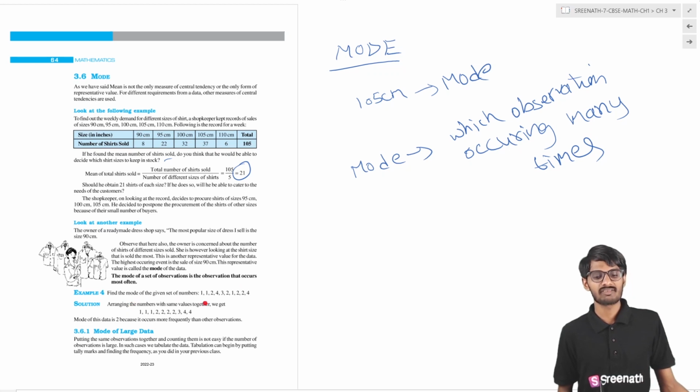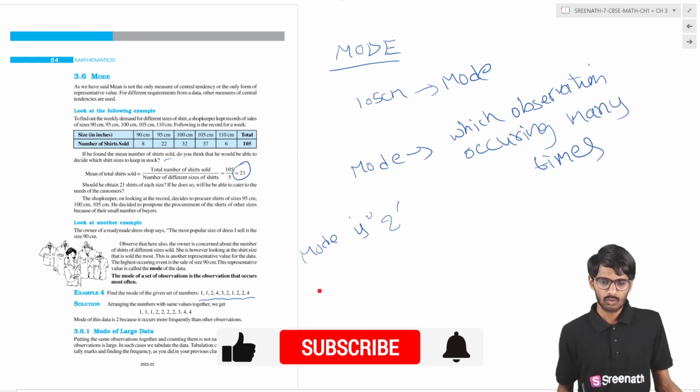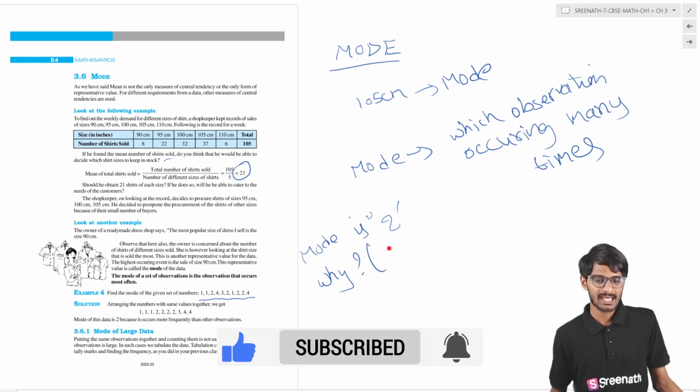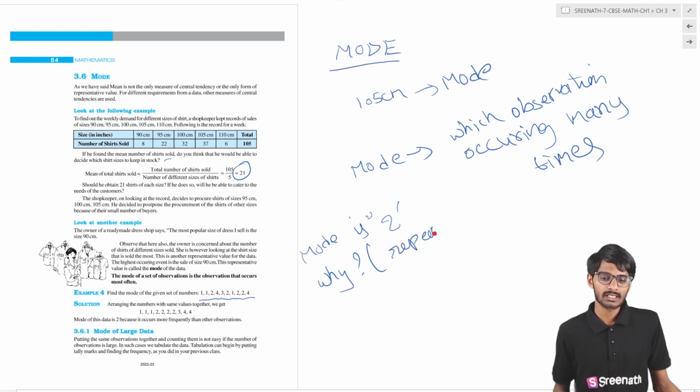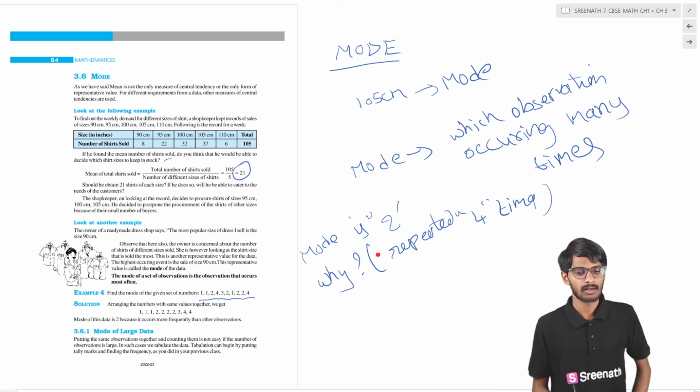Suppose we must find the mode of the given set of numbers. What is the mode of these observations? Let's see. 1 is repeated 3 times, 2 is repeated 4 times, 4 is repeated just 2 times, 3 is 1 time. So what is the mode? Here the mode is 2, because 2 has repeated 4 times. The observation which is repeating more times, we call the mode, students.